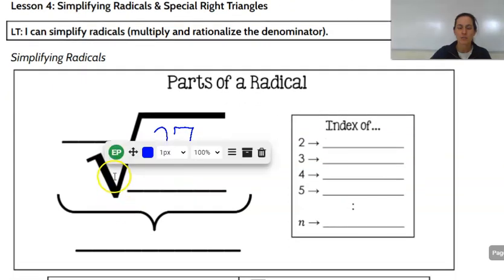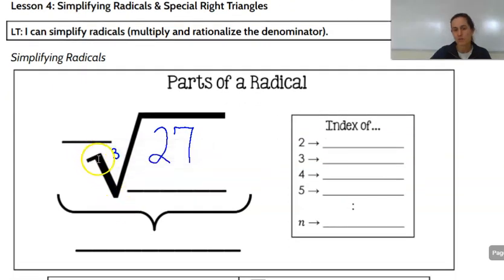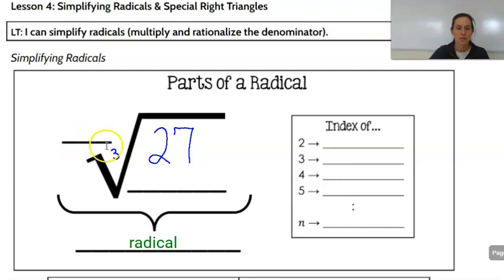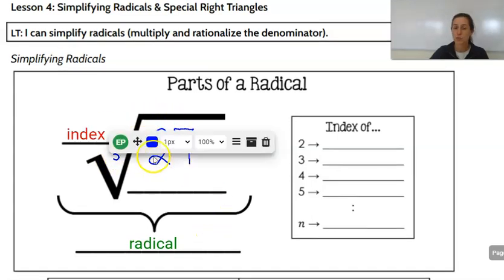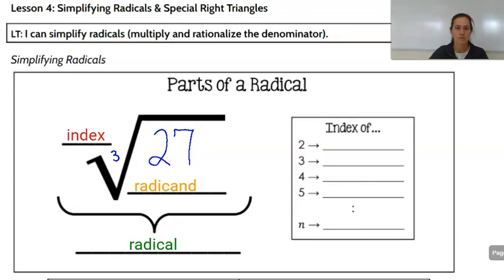So the big black symbol that you see right over here, that little check mark looking symbol, is called the radical. The little number outside of the radical that's in the little check mark is called the index. The number underneath the radical, like the 27, is called the radicand.